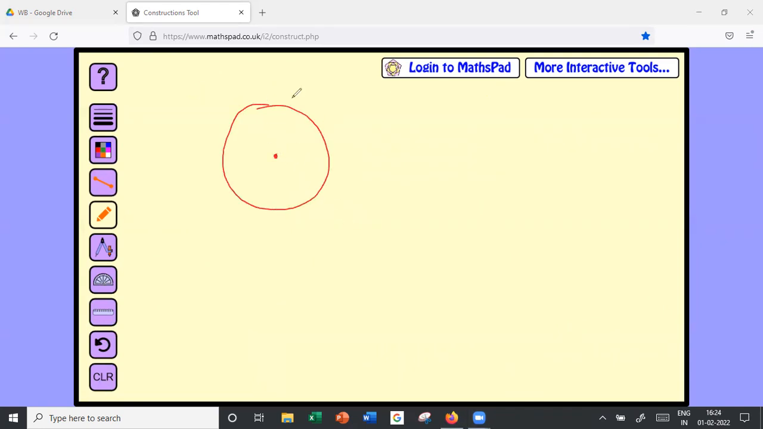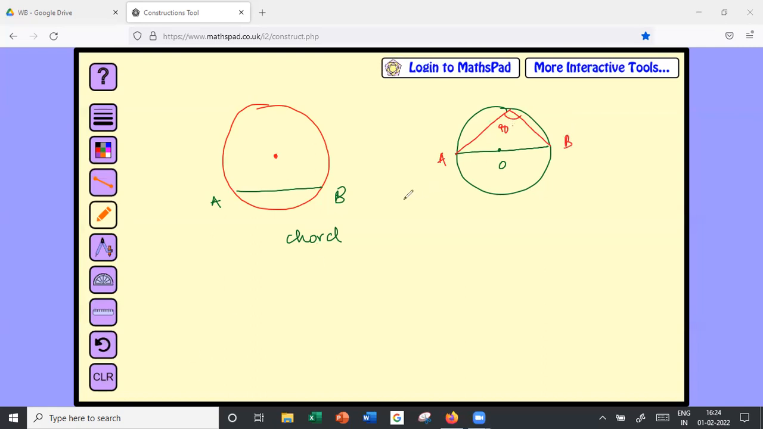Quickly tell me, you all can unmute and answer. What is AB called? Chord. Excellent. What if I say I have a circle like this and I have a line passing through the center? Diameter. Correct. Excellent. What is this angle? 90 degree. Very good. You all remember. I think all this is covered in 9th.